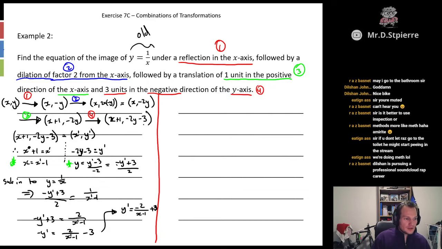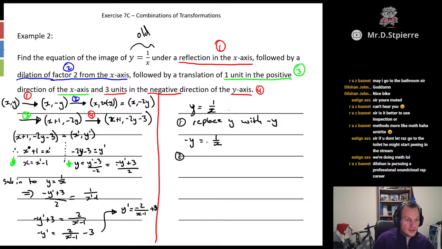Okay, so a lot of working out, but if you follow the process for the dash method, no mistakes. So if we use the inspection method, we're starting with y equals 1 on x. To do step 1, we have a reflection in the x-axis. So if we're reflecting in the x-axis, we replace y with negative y. So we get negative y equals 1 on x.